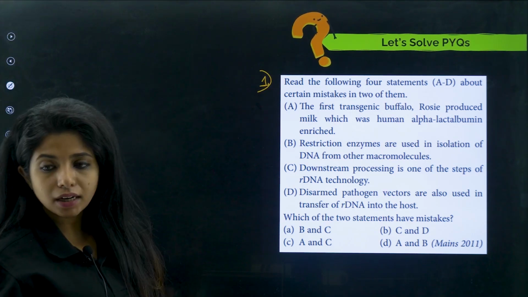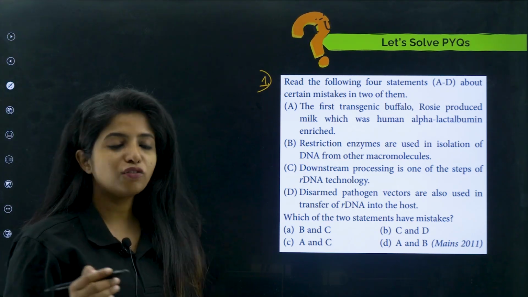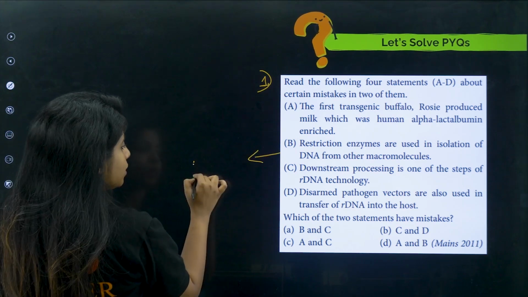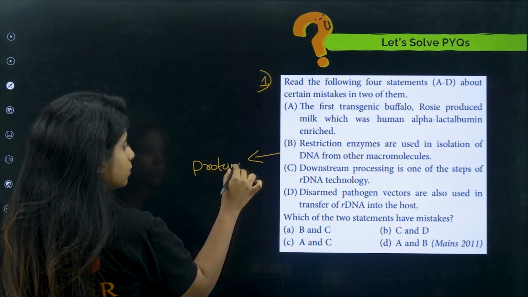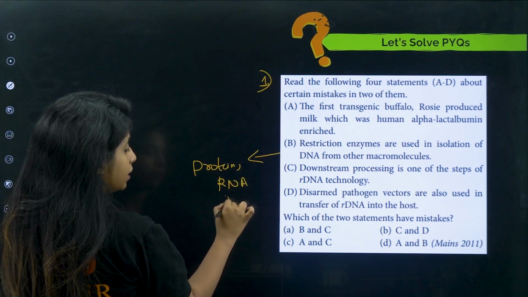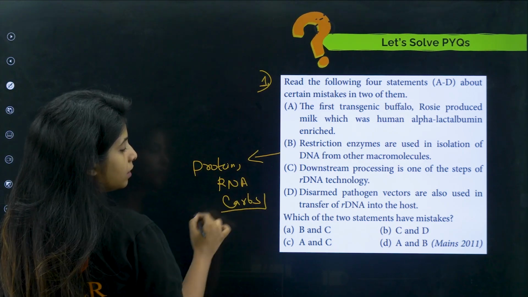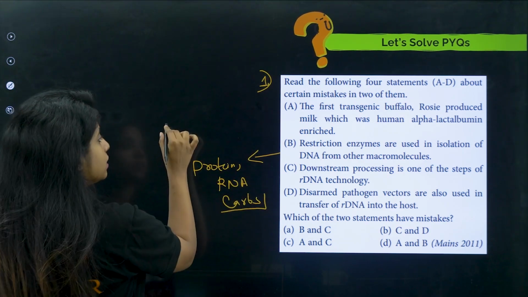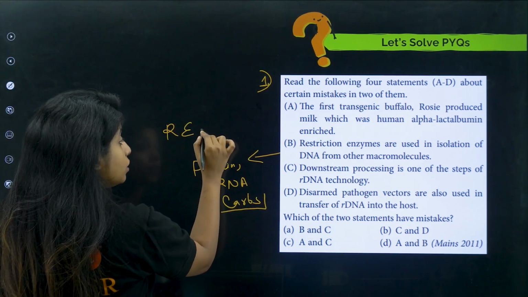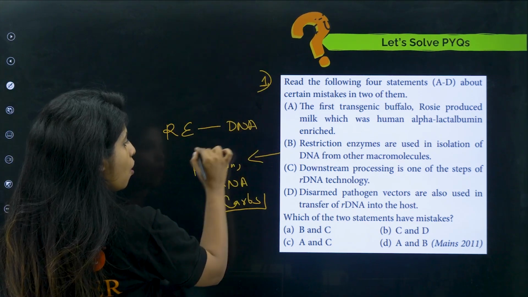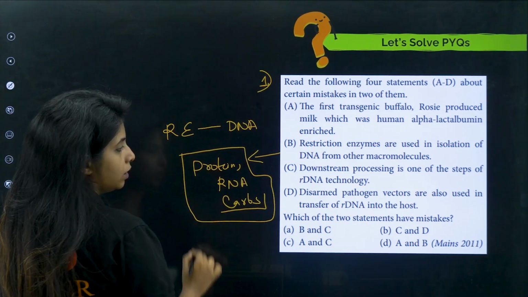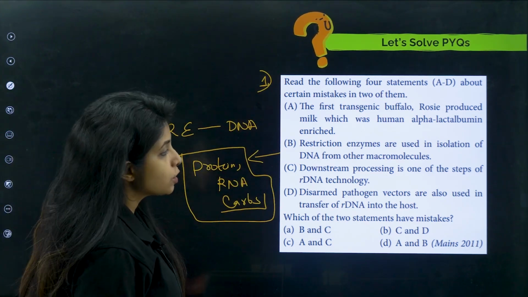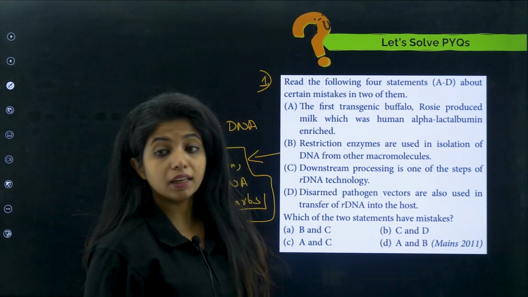Restriction enzymes, they are saying that it is used for isolating the DNA from other macromolecules. What do you mean by that? Proteins, RNA, carbs, that is what you mean by macromolecules. So basically they are saying that restriction enzymes are being used to separate DNA from all these things that you are seeing over here. Next thing, downstream processing is one of the steps of our DNA technology.